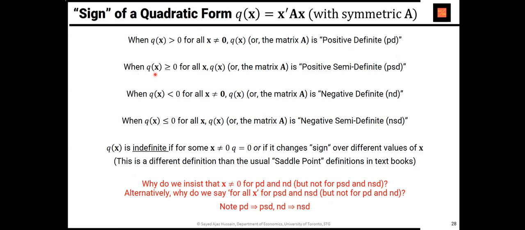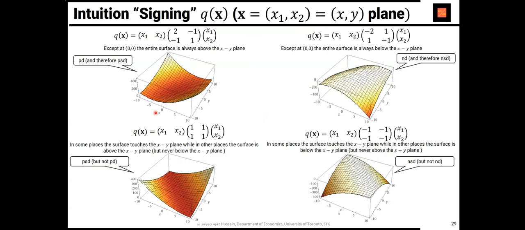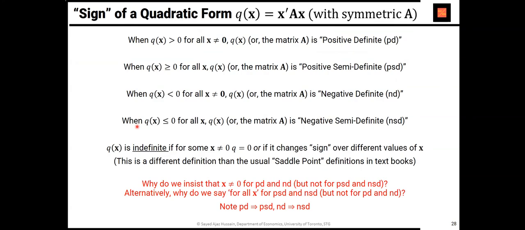If it is bigger than or equal to 0, and I'll jump to the next slide, that's right here. So the surface never is below the xy plane. It either touches it or is above. That means the values of q are either bigger than or equal to 0. If that's the case, we say, and notice instead of saying, now say if the q is bigger than or equal to 0 for all values of x, we say that the quadratic or the matrix is positive semi-definite, PSD.